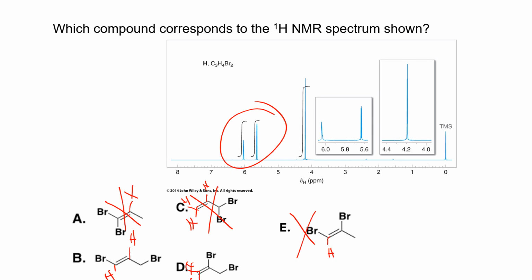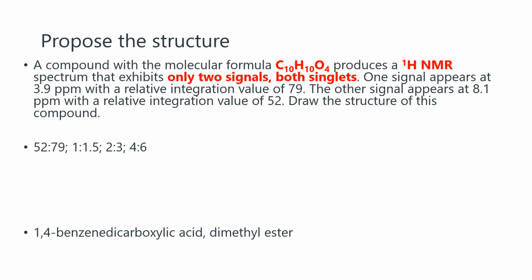But this one, let's see if the other portion, this will be a triplet. 1, 2, 3. A triplet. Do I have a triplet? I don't. So between these 2, again, let's do it again. This signal is 2 H's and it's a triplet. I don't see that over there. So my answer is this one. Okay. All right, so that's the structure.